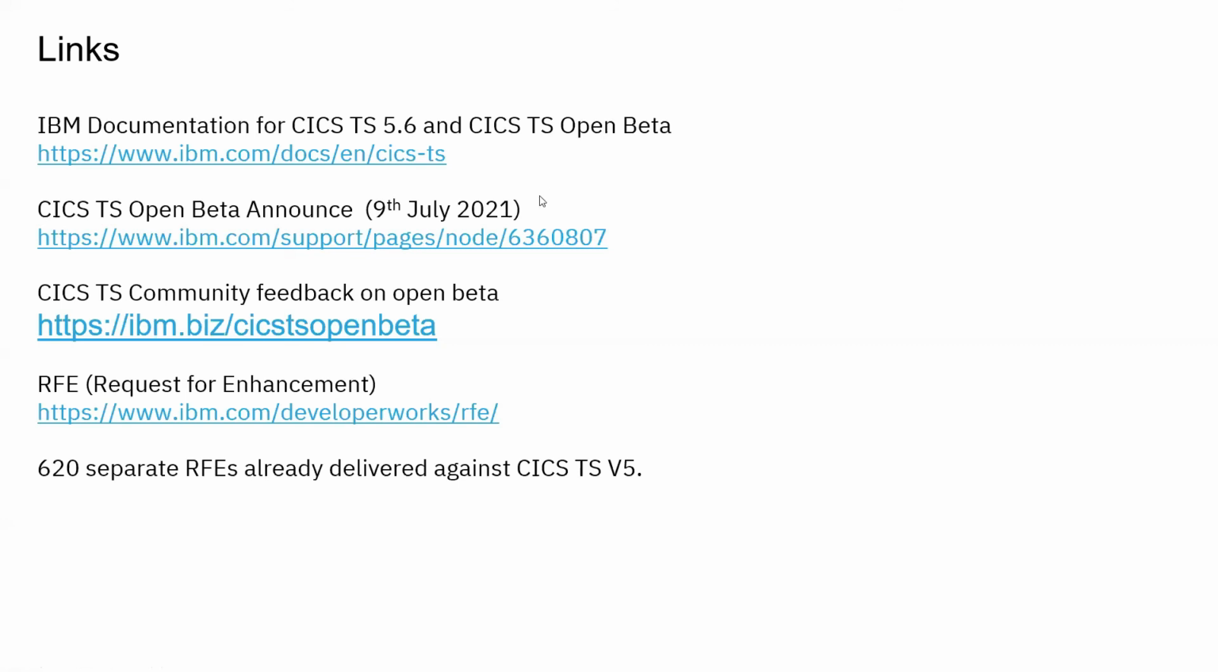Is there a place where we can see a list of the 620 RFEs? If you go to that website, I believe you can list all of the RFEs. So it's not just raising them, but you can also list them.